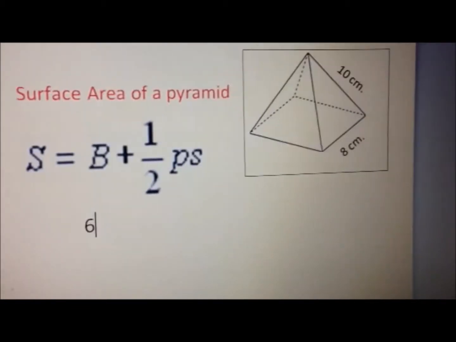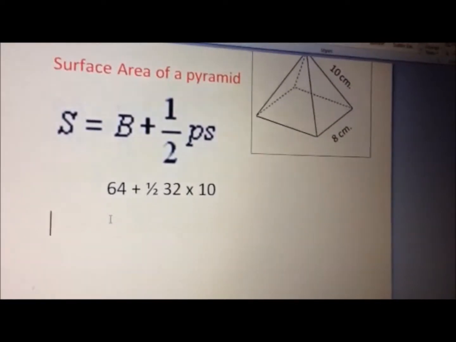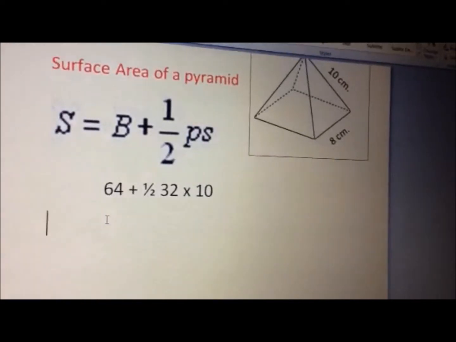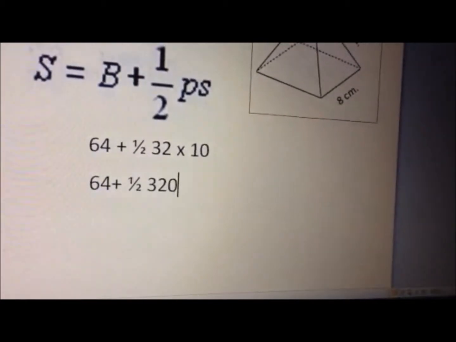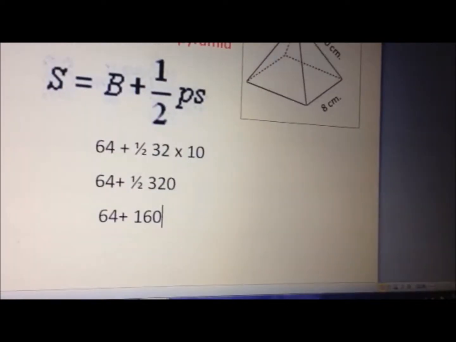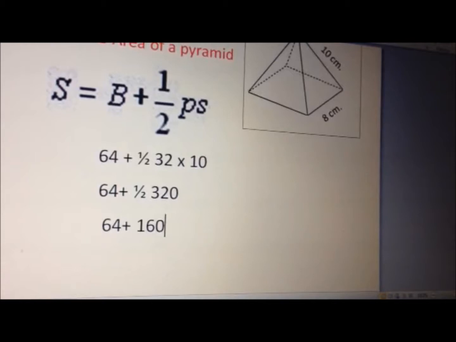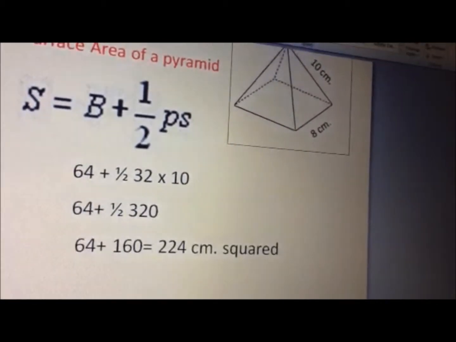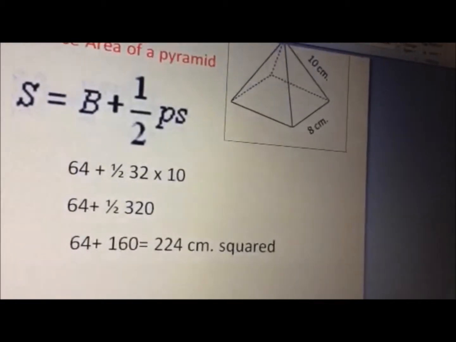8 centimeters times 8 centimeters is 64 square centimeters. The area of the base is 64, plus 1/2 the perimeter of the base, which is 32, times the slant height of 10. 32 times 10 is 320. 320 divided by 2 is 160. So the surface area is 64 plus 160, which equals 224. The total surface area is 224 centimeters squared.